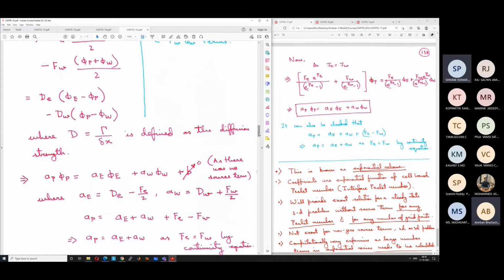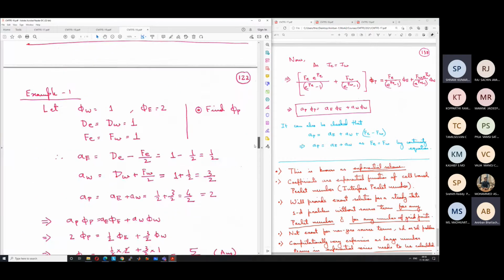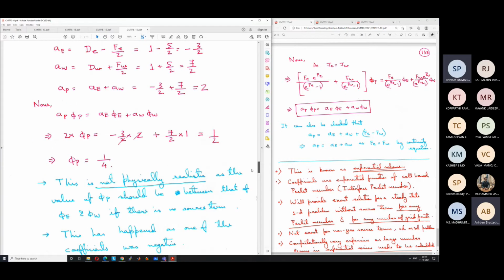Peclet number, if you remember, is the ratio of the convective to the diffusive strength. So Peclet number between 2 and -2 means the convective strength is quite small, of the order of the diffusive strength or lesser. Next, we have seen the upwind scheme.